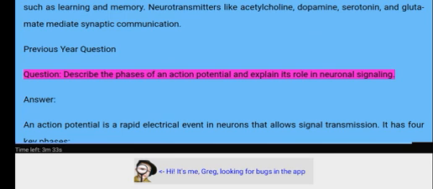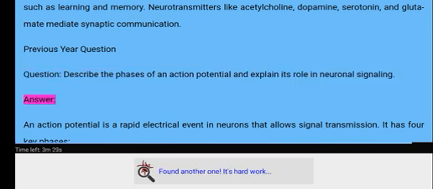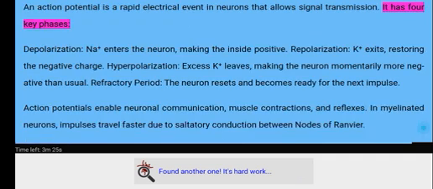Describe the phases of an action potential and explain its role in neuronal signaling. Answer. An action potential is a rapid electrical event in neurons that allows signal transmission. It has 4 key phases.